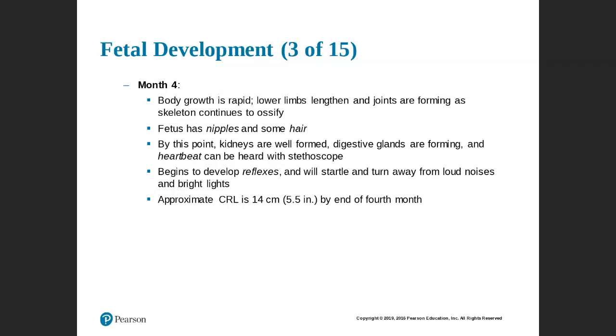By that point, the kidneys are well formed. At month 4, digestive glands are still forming, and the heartbeat can be heard with the stethoscope. So at about 4 months, just past the first trimester, you can actually take a stethoscope and listen to the heartbeat. It also begins to develop reflexes, and will startle and turn away from loud noises and bright lights. Approximate crown rump length is about 5.5 inches by the end of the 4th month.